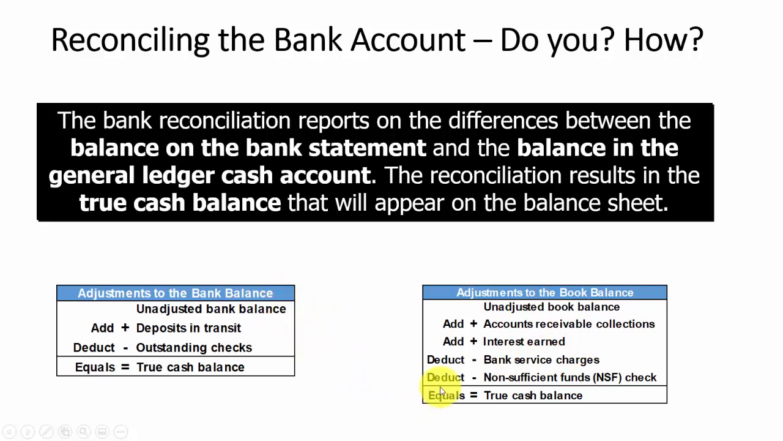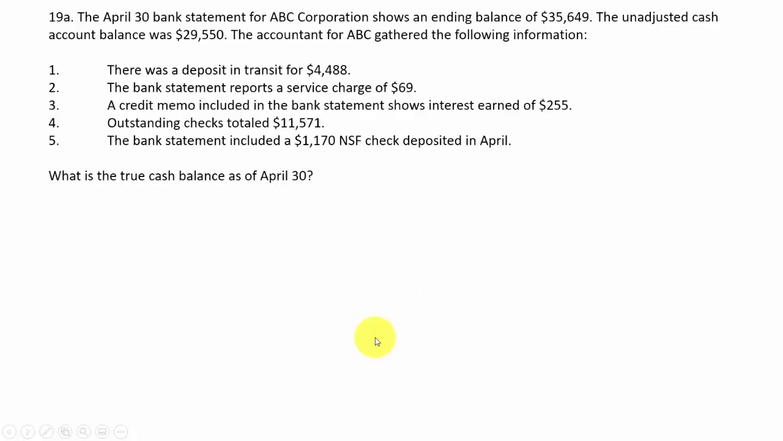And then finally, you would have to deduct any NSF checks, which are checks that someone or a business gives you that don't have any funds behind them and bounce. So you have to deduct that. You won't know that until you get your bank statement. Anyway, all these things will be considerations to come up with this true cash balance. And when all the smoke clears, both of these true cash balances on the bank side and the book side should equal. All right, given all that, let's take a look at this question here.